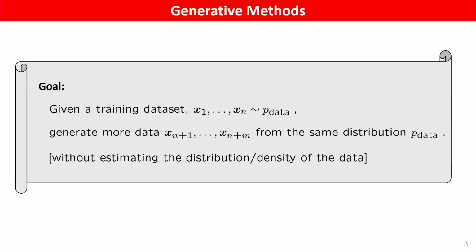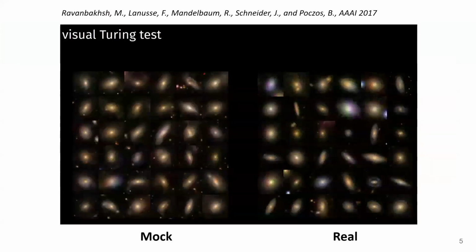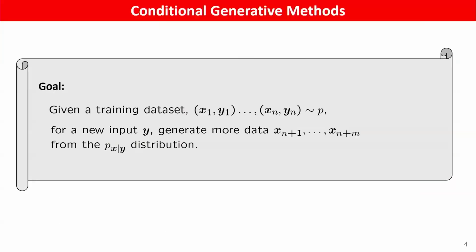So that's our goal. And sometimes we look at the conditional version of it, where the training data set comes with labels, xy pairs. So we have x1, y1, x2, y2, ..., xn, yn, just like in regression. They are coming from some distribution P. And now for a new input y, our goal is to generate new sample points, say xn+1, xn+2, ..., xn+m, from the conditional distribution of x given y. Again, without ever estimating the density. So that's our goal.